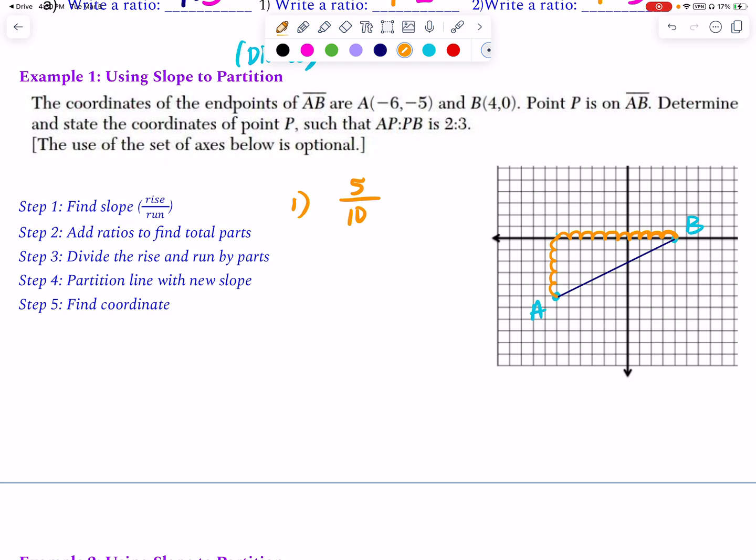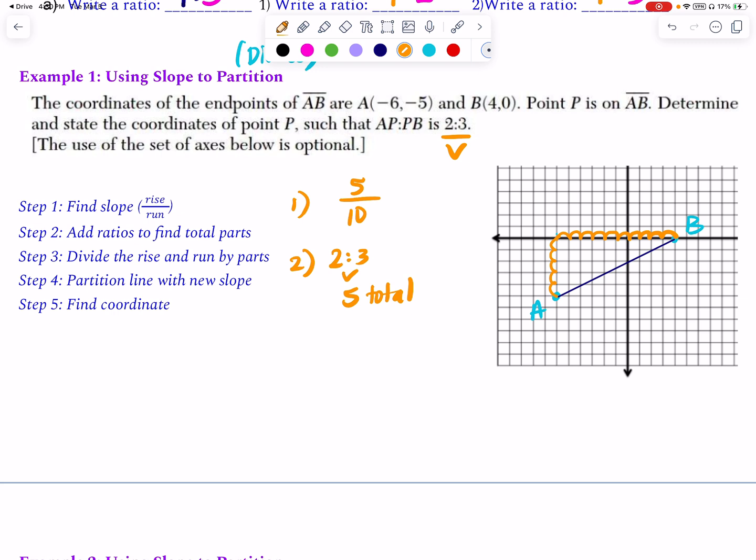Oh, so we need to partition it from 2 to 3. So we need to find the total number of parts. To do that, you add the two numbers in the ratio together. 2 plus 3 is 5, equals 5 total.